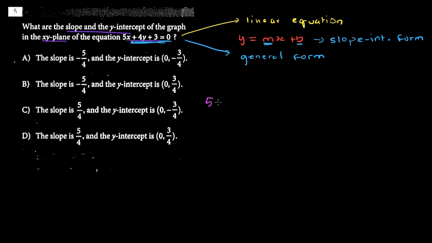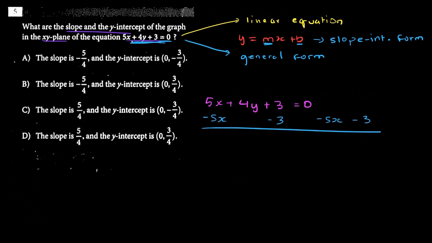And so if I rewrite 5x plus 4y plus 3 equals 0, well, we know that the y should be alone, right? In the slope intercept form, and so y should be alone here as well. And so I'm going to bring this 5x and this 3 to the right hand side, and I can do that by subtracting it from both sides, right? And so minus 5x here and minus 3 here, and so that becomes 4y equals minus 5x minus 3, right?